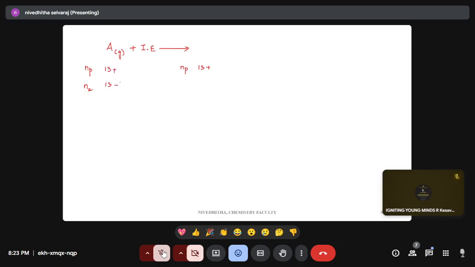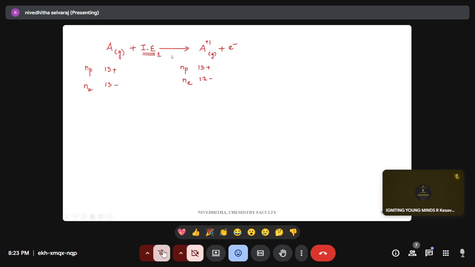What will be the electron count after removing one electron? Initially it was 13 electrons. After removing one electron, there will be only 12 electrons. So what will be the total charge on the species now? +1, right? Now the amount of energy required to remove the first electron in an atom is called first ionization energy.